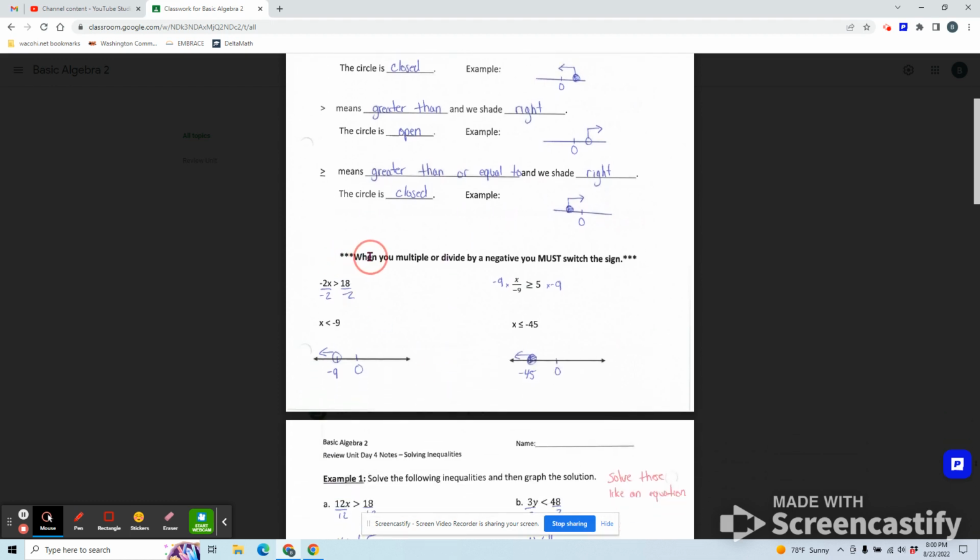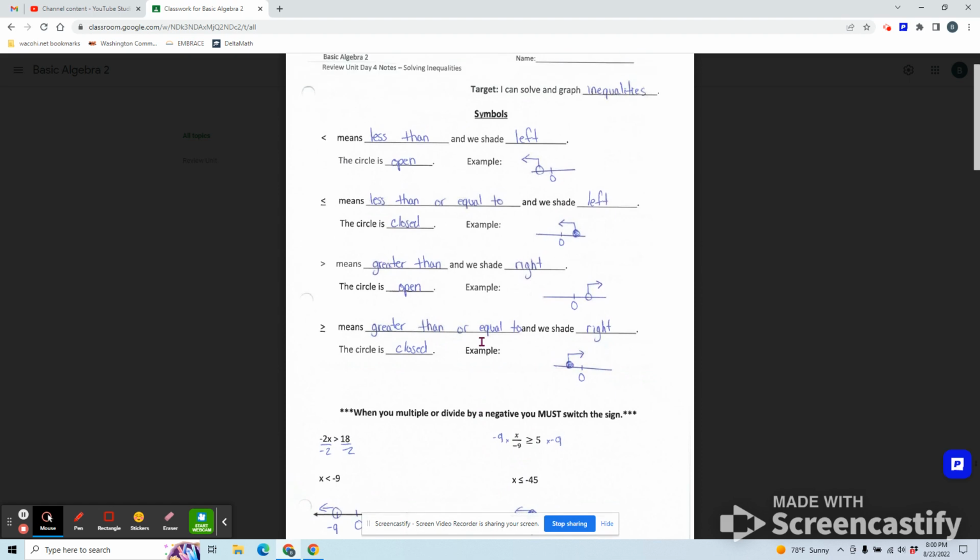Please take note of this. When you multiply or divide by a negative, you must switch or flip the sign. So here I'm dividing by a negative. And notice I went from a greater than to a less than. Same thing over here. I'm multiplying by a negative. So I went from a greater than or equal to a less than or equal to.